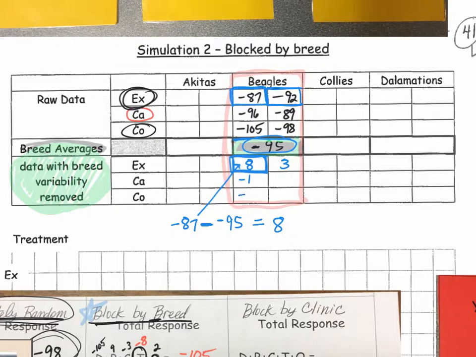I'm bad at subtracting, but let's see if I can do that real quick. 6 and then -3. Okay, so those are those numbers there. Let me go ahead and give you an example of what the rest of the data that my first period had. The Akita group came up with these numbers here, -3. And then for the Collies, we had these numbers.